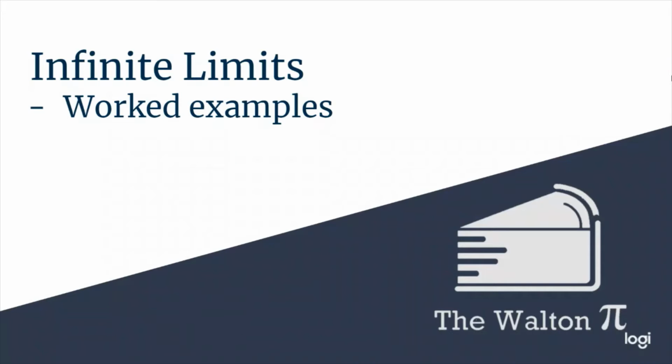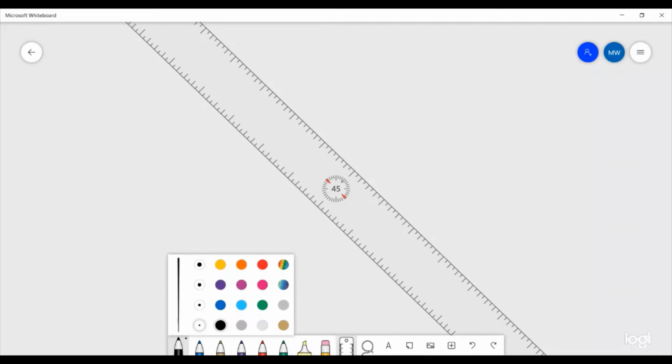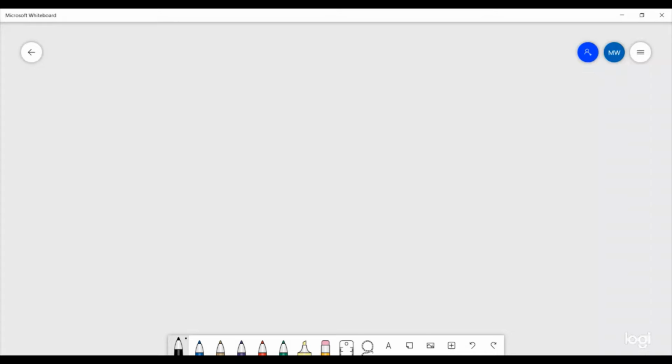Today we're going to be going through some examples of infinite limits and computing them. Alright, so let's show that the limit as x goes to 3 of 7 over (x minus 3) to the fourth is equal to infinity.